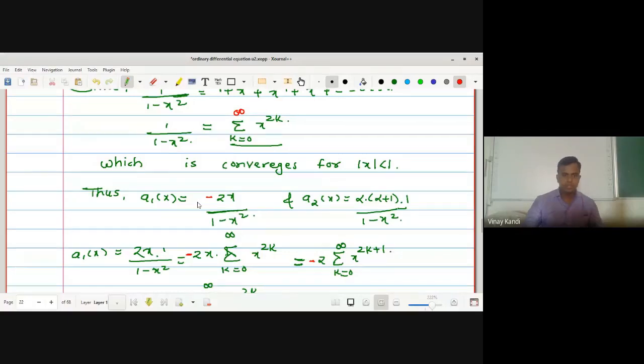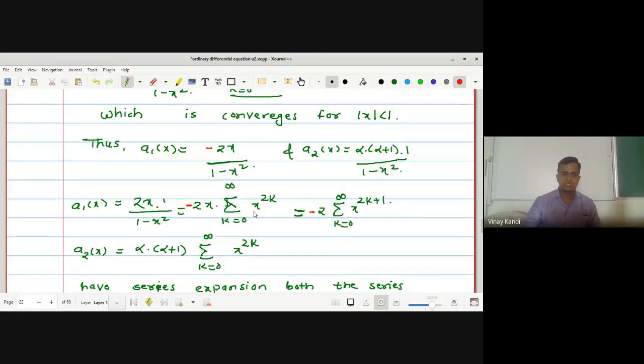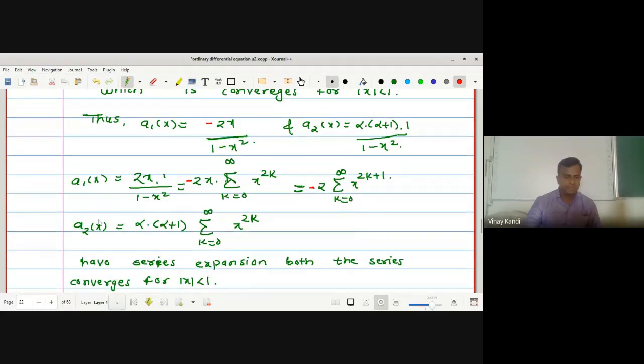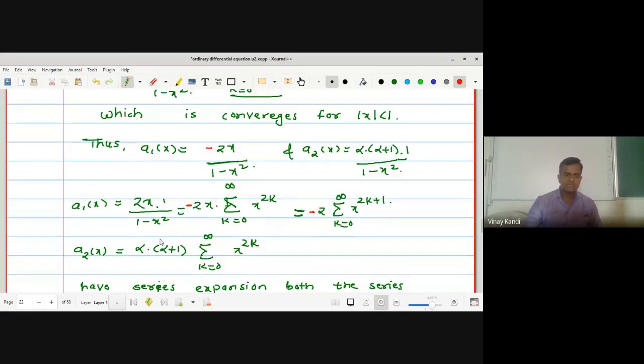Here a1 of x is equal to minus 2x upon 1 minus x squared. This is the power series of a1 of x and this is the power series of a2 of x. Because a1 and a2 are analytic functions, we can write them in the form of power series.